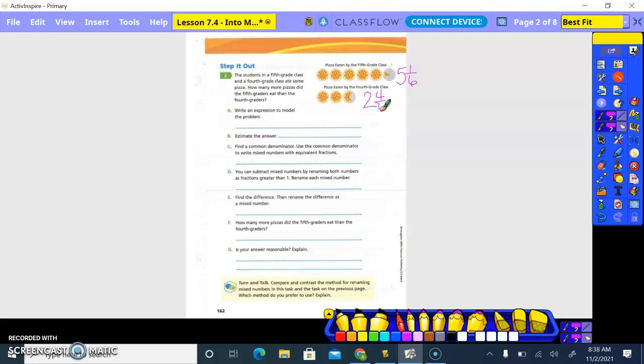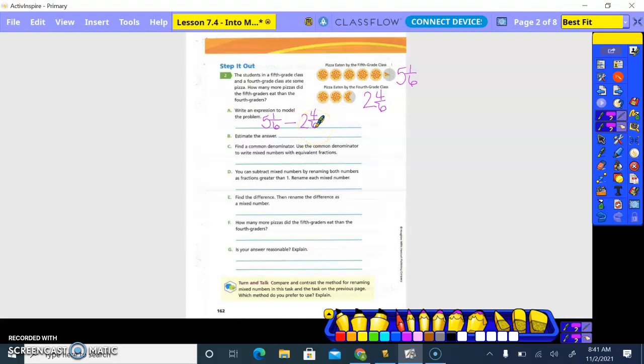Same thing. Are you gonna want to get a common denominator? Yeah. Okay. So write your expression to model the problem. Okay, so we want the expression, right? So we're gonna write what? 5 and 1/6 minus 2 and 4/6.